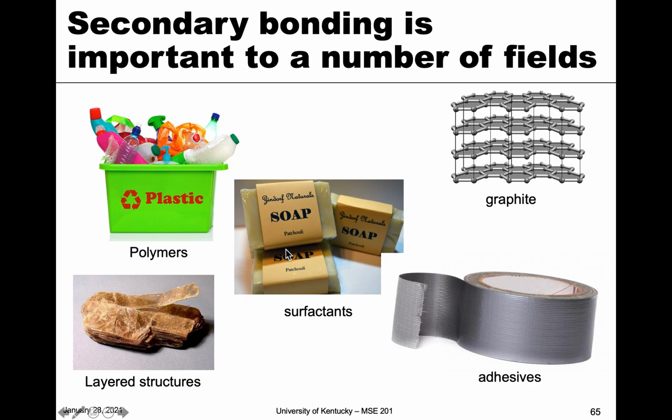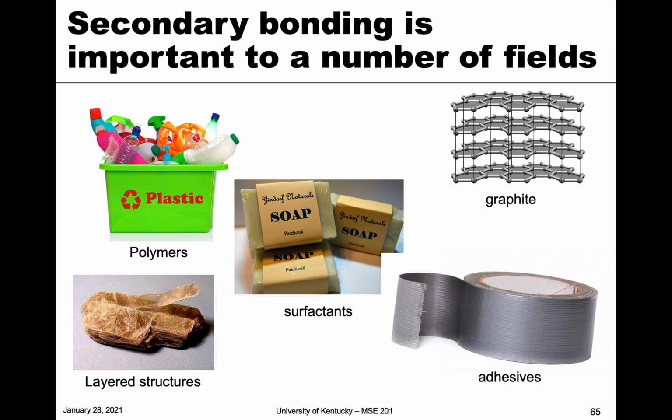We also have layered structures. Anything like this, I believe this is talc or mica, where you have these layered mineral rocks. The things holding the individual layers together are secondary bonds. Same thing with adhesive. That is secondary bonds. Graphite also is a layered structure, and those bonds between the layers are secondary bonds. And also things like surfactants. Surfactants are basically what make soaps work. Those are governed by secondary bonds as well.